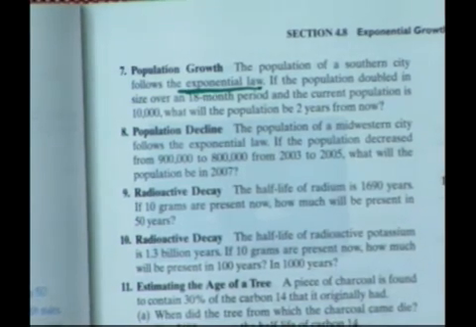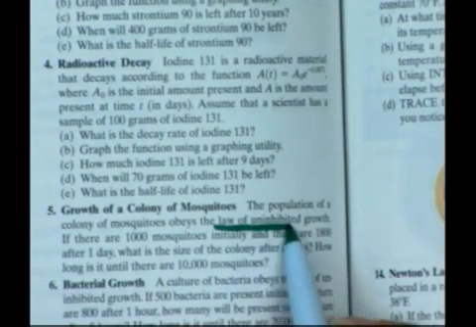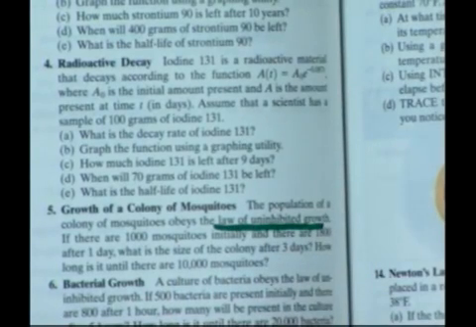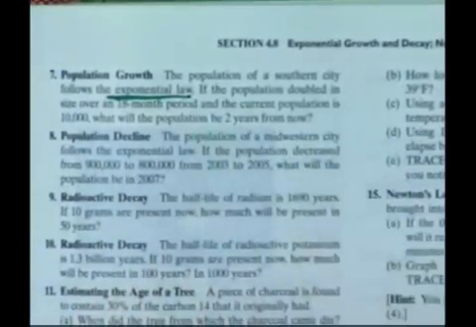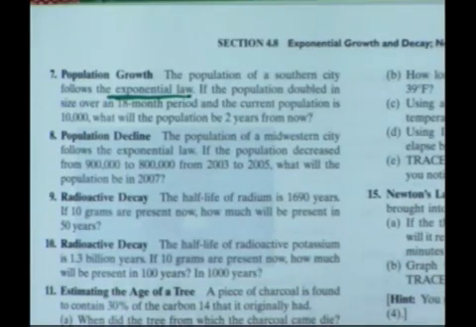All right, I'm just going to switch around to you on number 5 at the bottom of the previous page. The population of a colony of mosquitoes obey the law of uninhibited growth. That just means that they start and they just keep on multiplying like crazy. Okay? All right, question 7. Watch the words. The population in this southern city follows the exponential law. All this means is the same old, same old. It's going to be a sub 0 e to the kt.